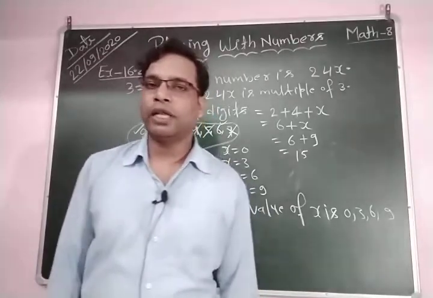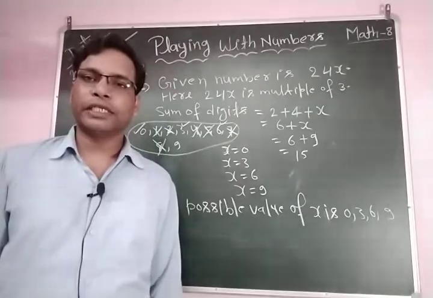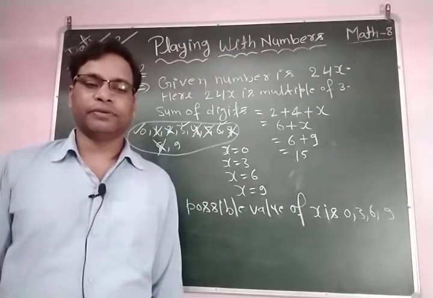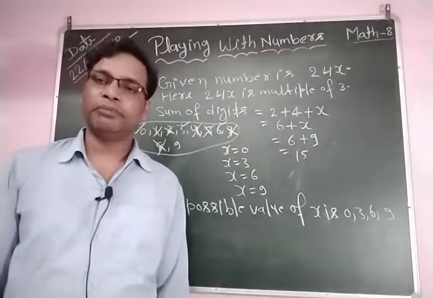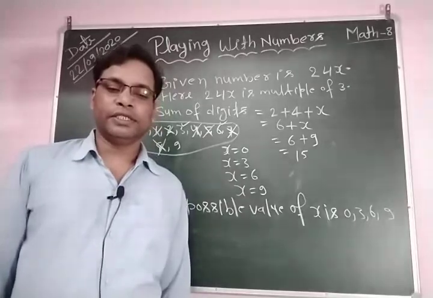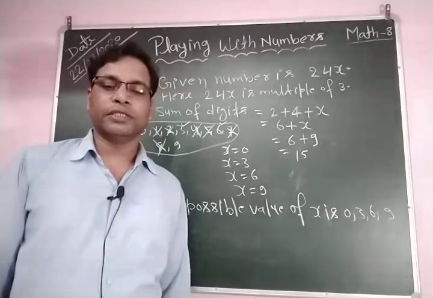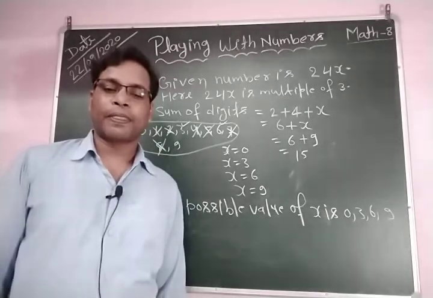So students, I hope all of you understood this question. Now we are going to discuss the next question. This is question number 4. Again, it is given that 3 1 z 5 is a multiple of 3, where z is a digit. So we need to find the value of z.